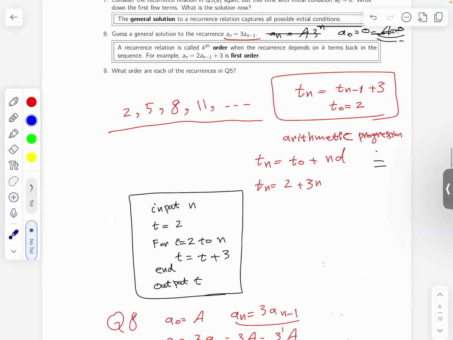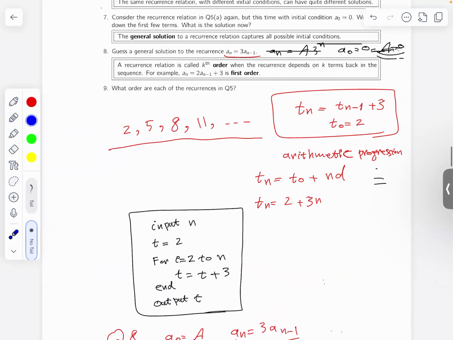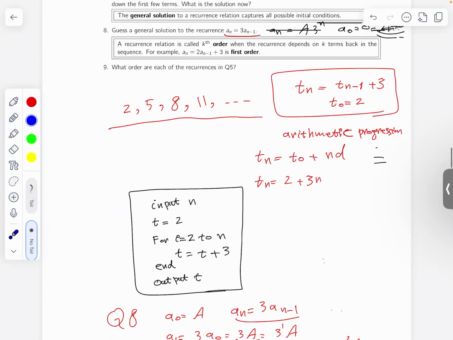If we don't have a solution of the recurrence relation, then we need to use the recurrence relation. See this one too. So let's read this. A recurrence relation is called k-th order when the difference. We have done question 9, the order, but I want to talk about something else.